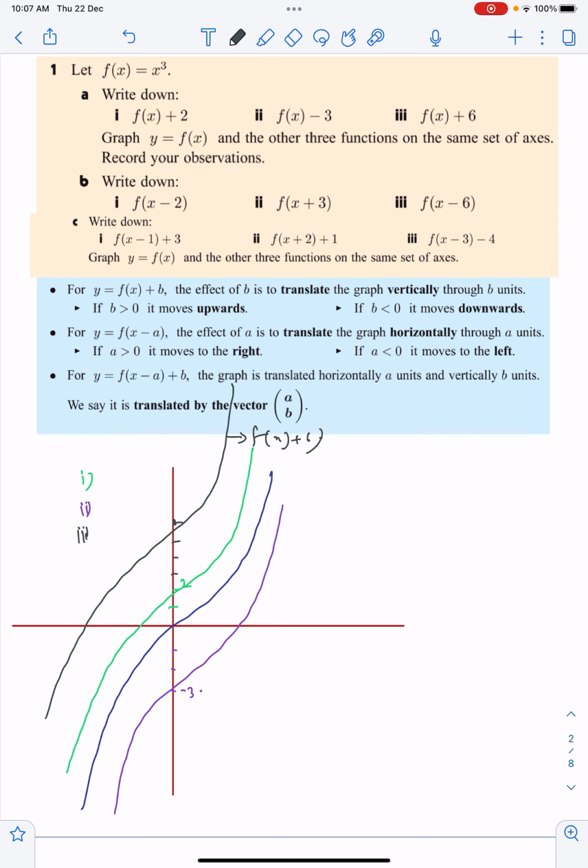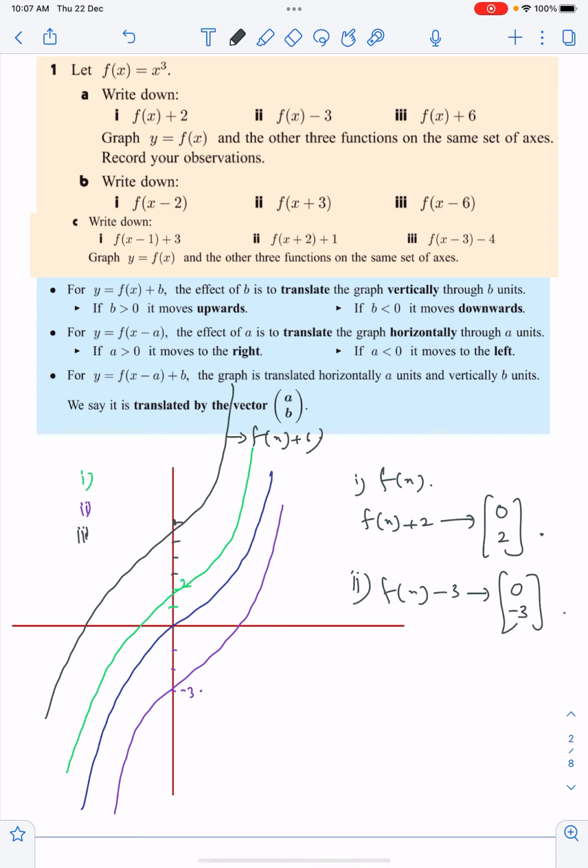In other words, I can also say that the graph of f of x plus 2 is actually the translation of 0 units onto the x axis, but 2 units upward. Likewise, in the second part, f of x minus 3, this whole graph is going to go 3 units downwards. Horizontally there is no movement. That means horizontally it's not going to shift, but vertically it's going to shift 3 units downward. The third one is f of x plus 6, that means the whole graph is going to go 6 units upward. If it's positive, that means going upward. If it's negative, that means it's going down.